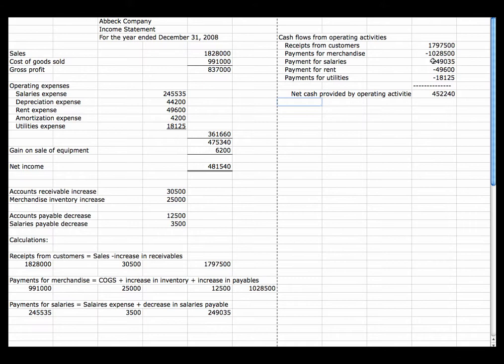Hopefully you're able to see. Once again, the biggest calculations here are these three right here. If you're not sure, draw out the T accounts. It'll make it a lot easier. So let's go on to problem 12.3a. Once again, 12.3a.